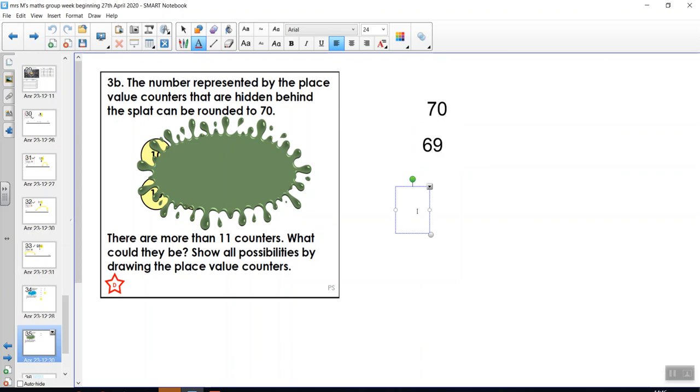Using the same method, children, which other numbers could be represented under the splat? Pause the video and have a go. How did you get on? 68 will be 6 tens and 8 ones. That's 14 counters.